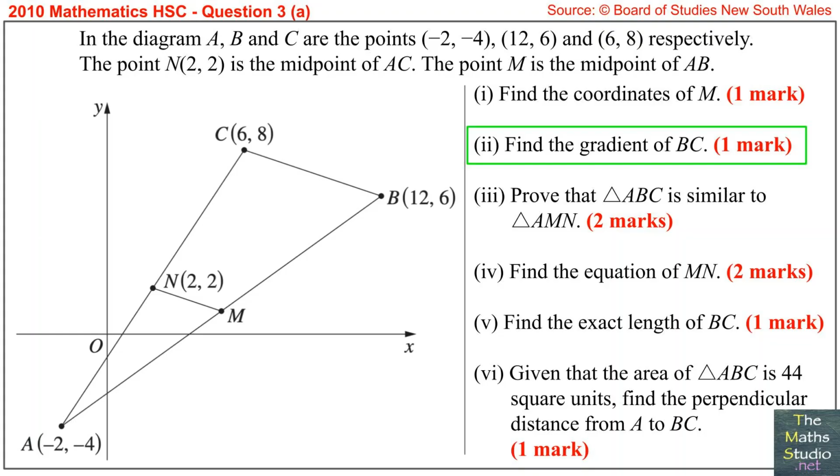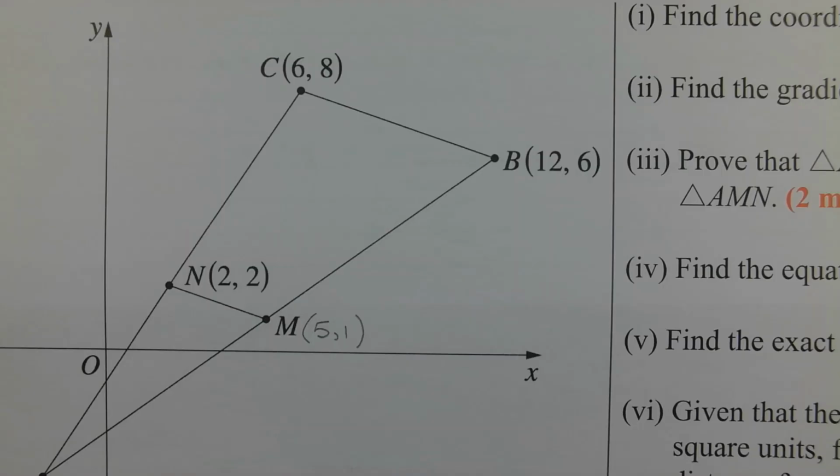Part 2. Find the gradient of BC. To find the gradient of an interval, we divide the change in y, or the vertical change, by the change in x, or the horizontal change, working from left to right. In other words, gradient m is equal to rise over run, or rise divided by run.